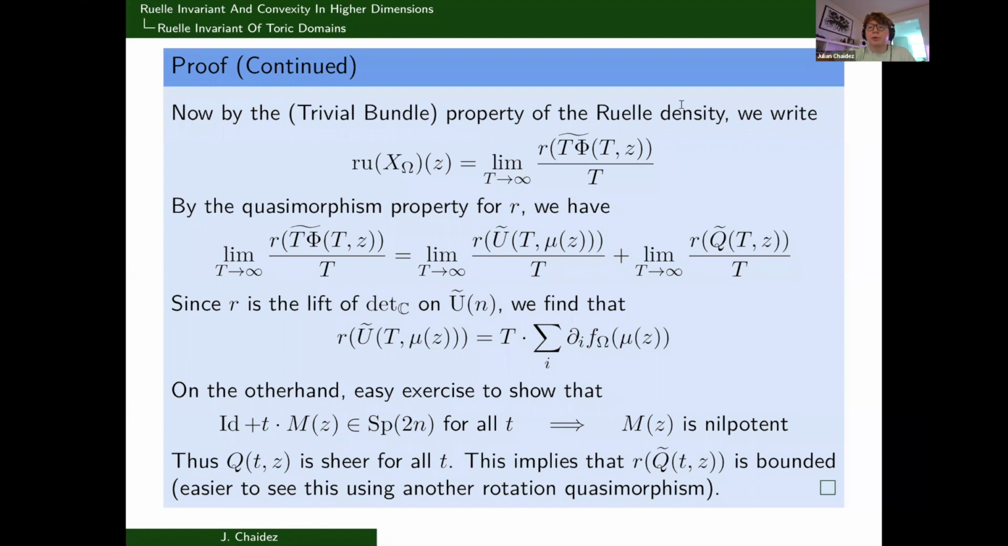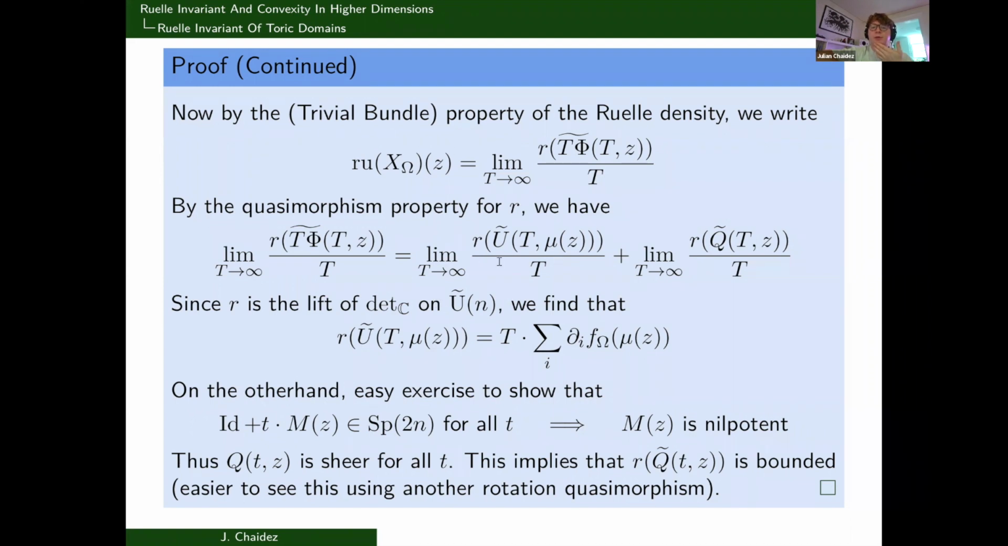Okay, so now if I want to compute the Ruelle density, I just take the limit as t goes to infinity of the determinant quasimorphism multiplied by the lift of this family of matrices, divided by t. By the quasimorphism property of the determinant quasimorphism, I can split this up into two limits: a limit of the determinant quasimorphism on this unitary part and the determinant quasimorphism on this Q part.